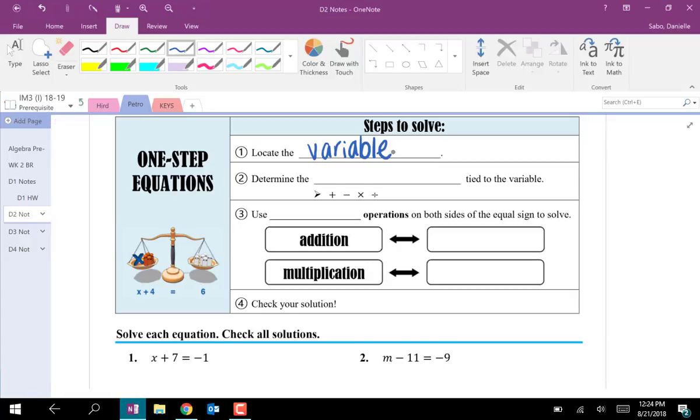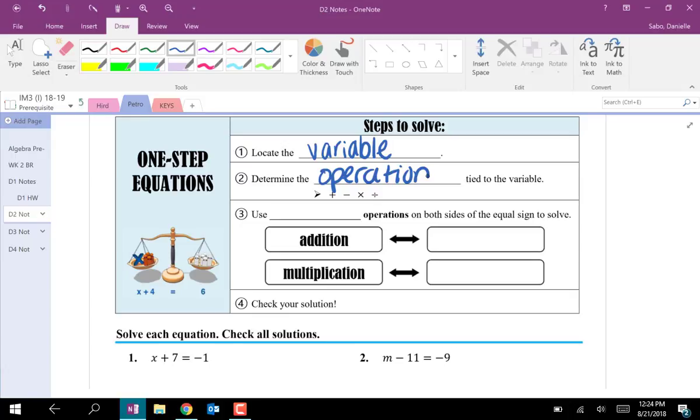So it will say like solve for the variable. I want you to know variable means letter. Okay, determine the operation that's tied to the variable. So are we adding to x? Are we subtracting from x? What's going on in regards to x? So here, we're adding 4 to x, which means in order to solve for it, I have to subtract.